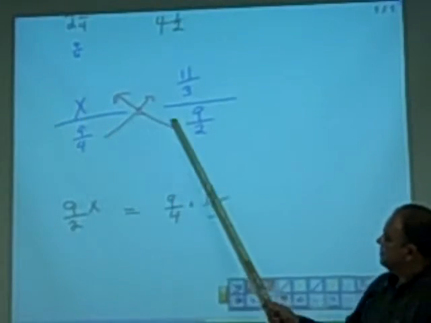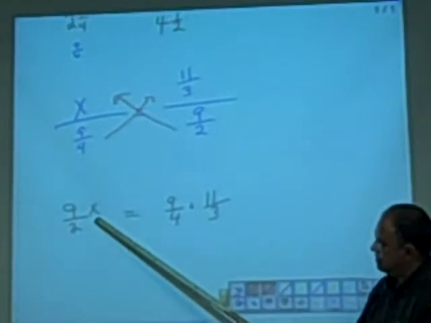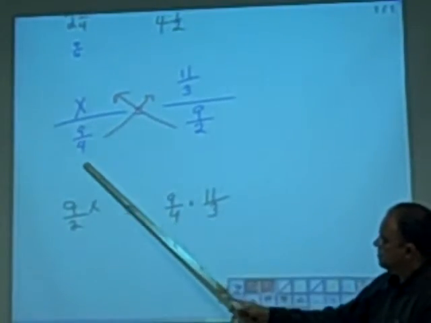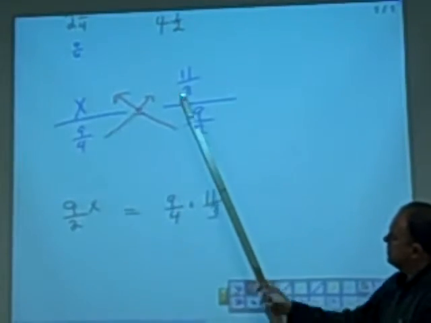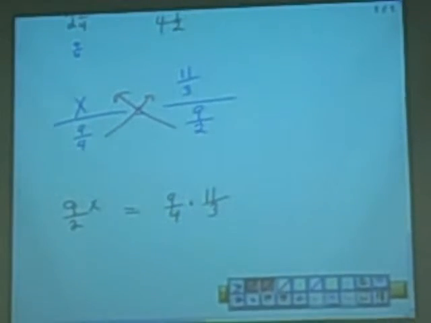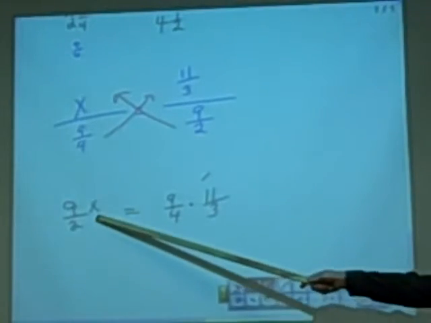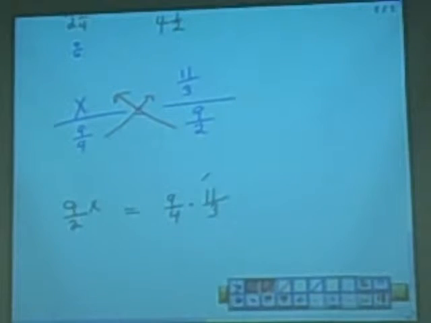We multiplied the 9 halves, 9 over 2, times x, and that's what this is. And then here, we just took the 9 over 4, multiplied that with 11 over 3, and that's what this is here on the right side. Okay? Alright. Let's take a look at the right side first. We've got to simplify that before we can isolate the x on the left side. What can we do here?